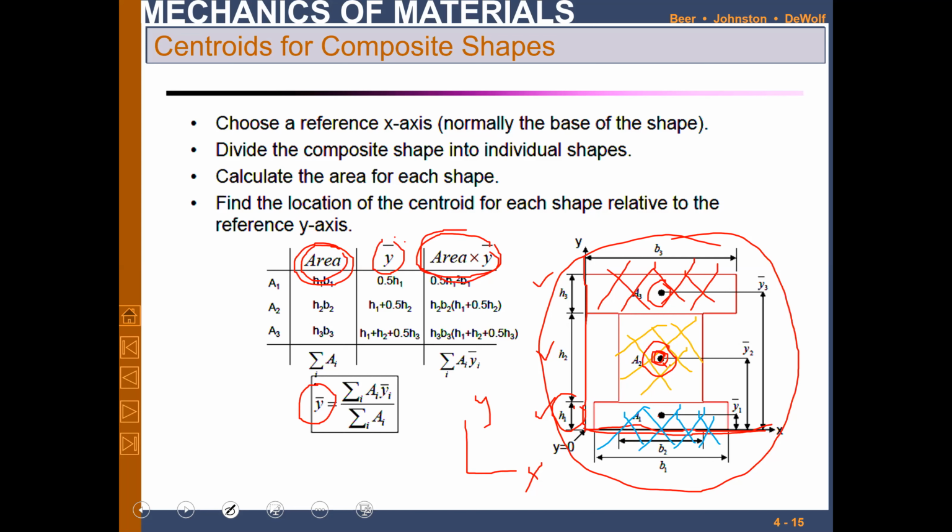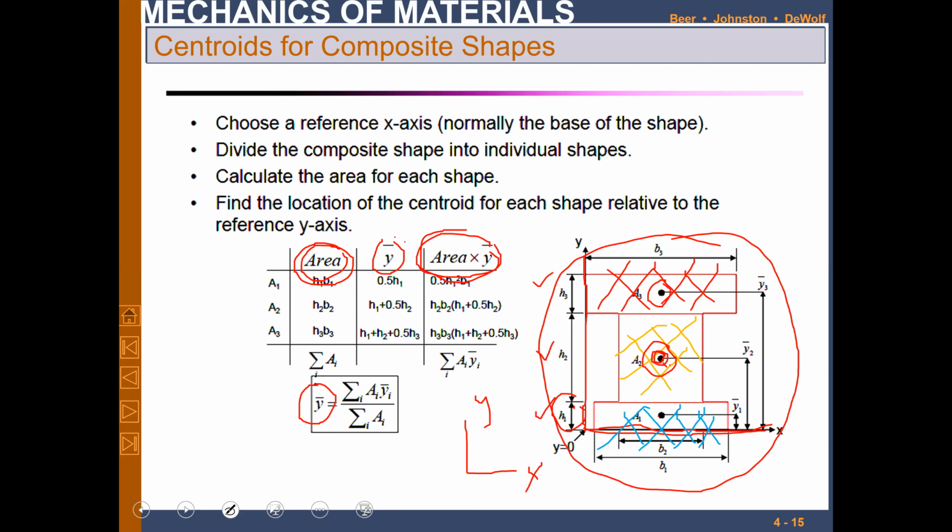About the y-axis. So what you are going to do now, you have a shape, you will place your reference axis, you will divide the whole shape into different areas, you will calculate the area of that particular shape, and then you will calculate the first moment of area as area times centroid.